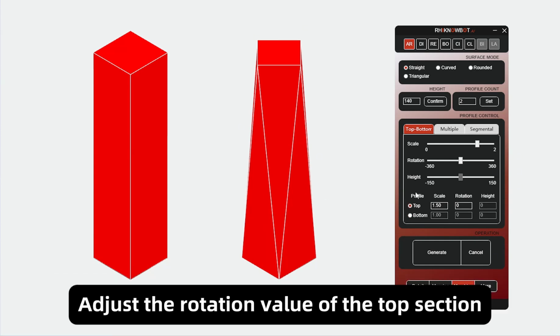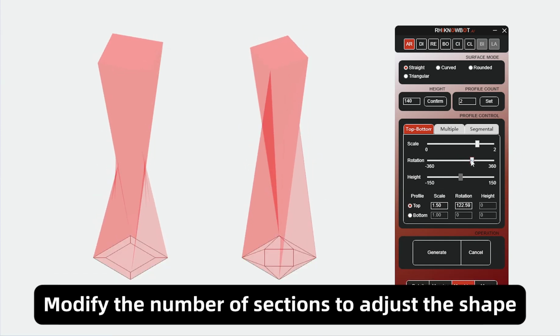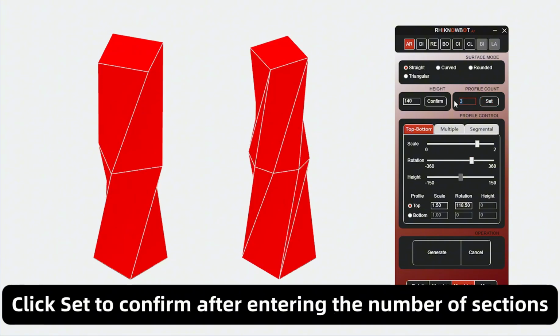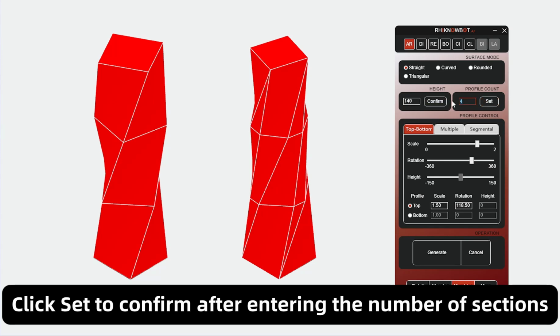Adjust the rotation value of the top section. Modify the number of sections to adjust the shape. Click Set to confirm after entering the number of sections.